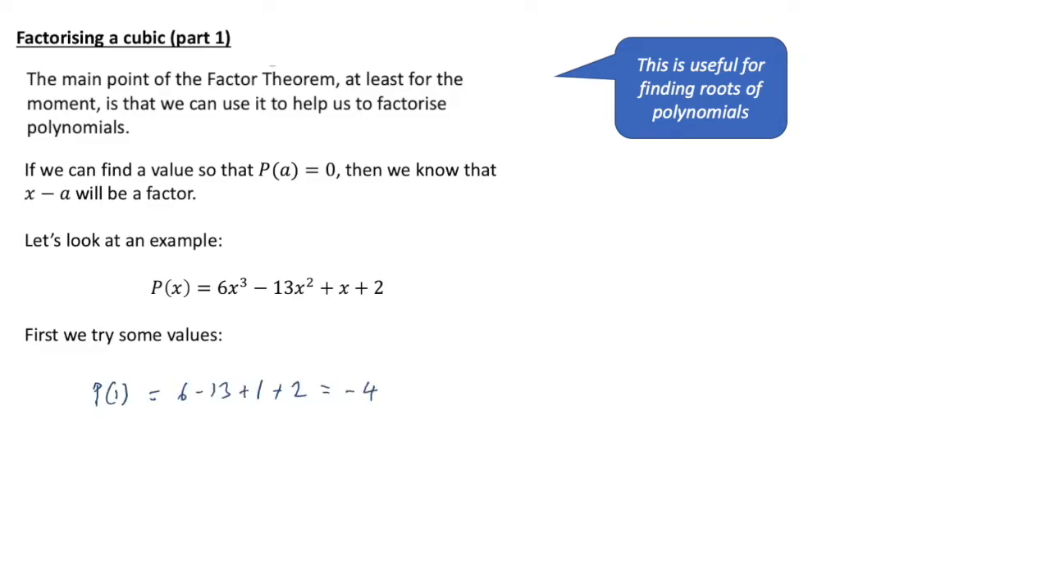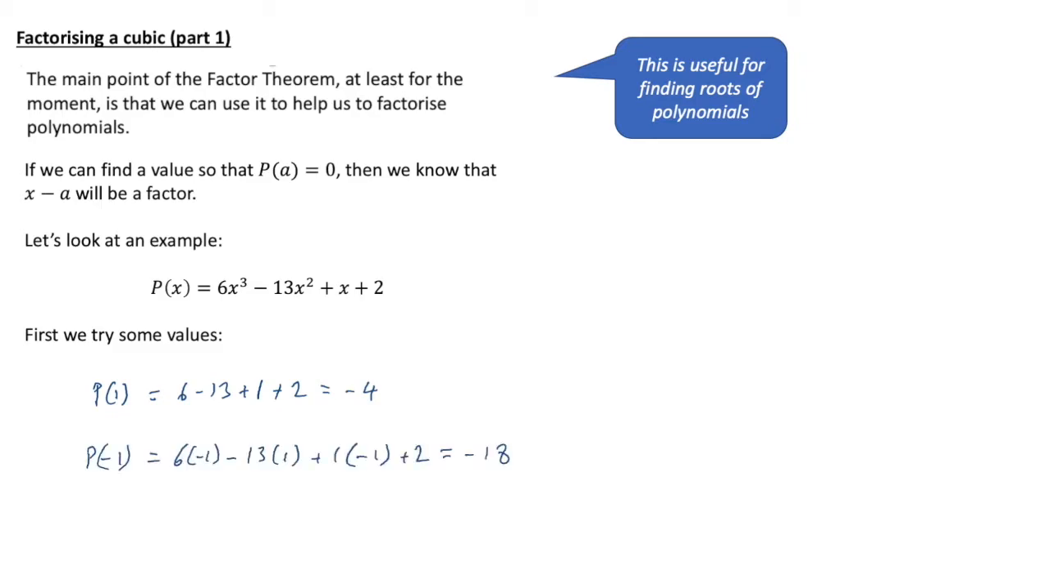So what is P of 1? Well, if we replace x by 1 in this equation, we're going to get 6 times 1 cubed, which is 6, minus 13 times 1 squared, which is minus 13, plus 1 plus 2, and that comes to minus 4. So because we're looking for 0, that's no good to us.